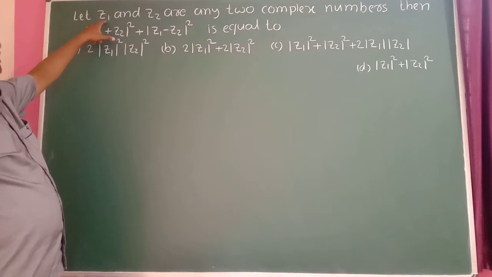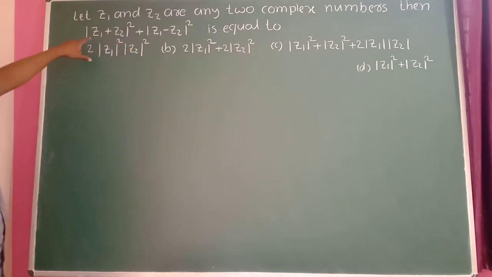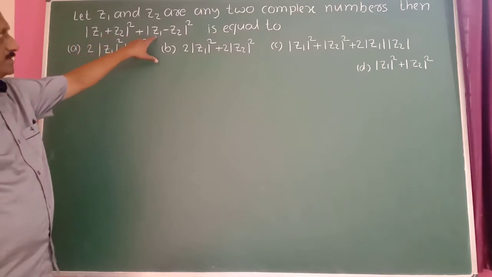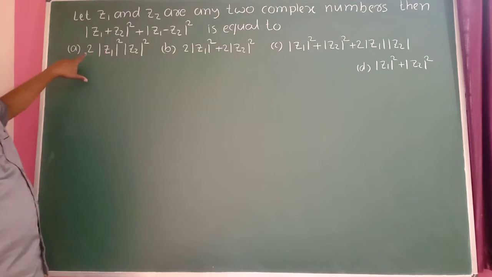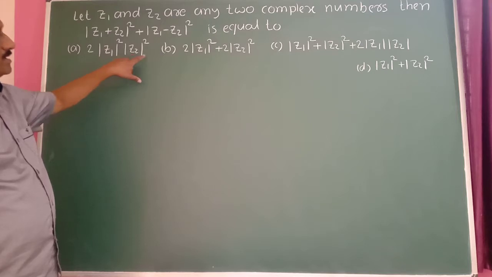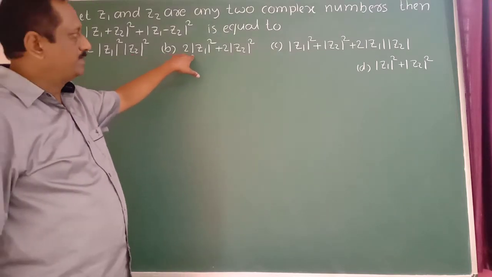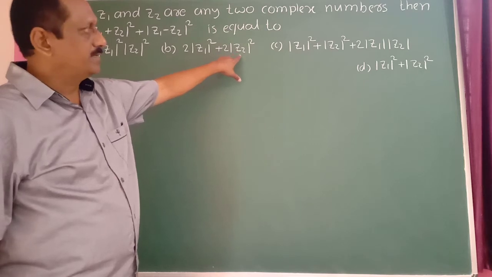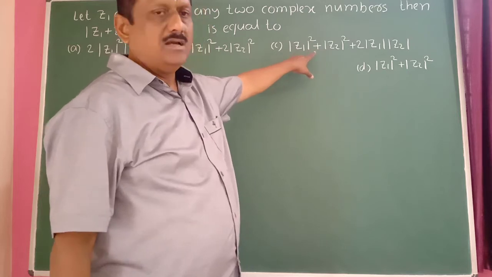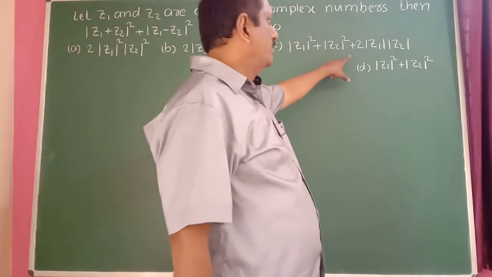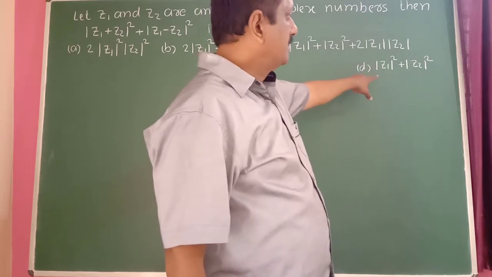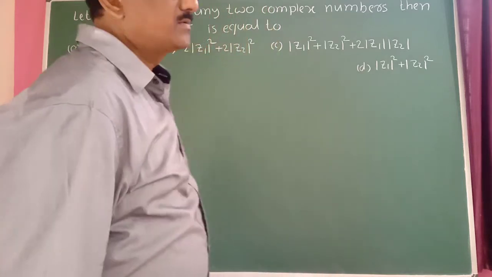Let z1 and z2 be any two complex numbers, then modulus of (z1 plus z2) whole square plus modulus of (z1 minus z2) whole square is equal to: first option, 2 into modulus of z1 square into modulus of z2 square. Second option, 2 into modulus of z1 square plus 2 into modulus of z2 square. Third option, modulus of z1 square plus modulus of z2 square plus 2 into modulus of z1 into modulus of z2. Fourth option, modulus of z1 square plus modulus of z2 square.